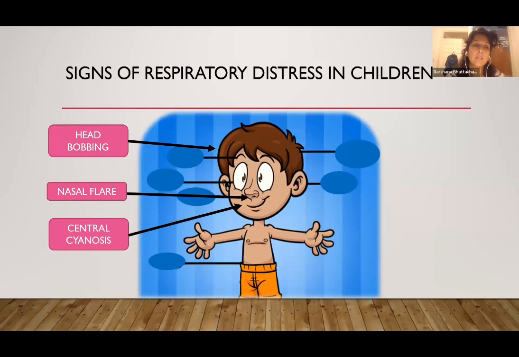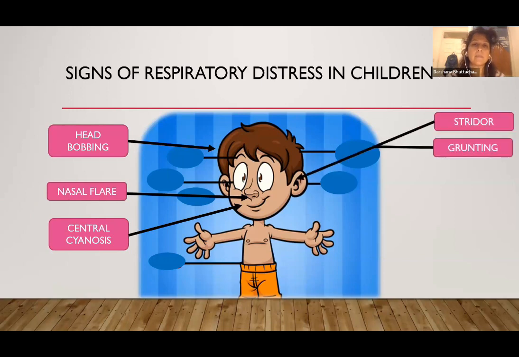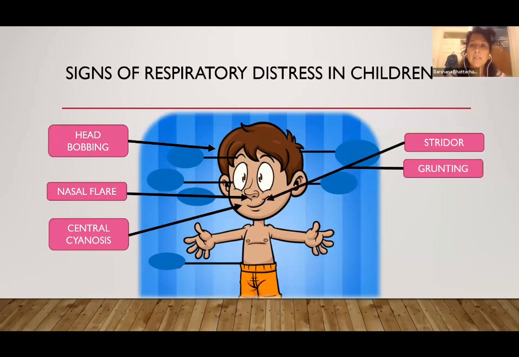And you might note some blueness around the lips or central cyanosis, but this can be a very difficult sign to pick up clinically, and often we don't see cyanosis until the oxygen saturations are below about 85%, so it is a late sign. You might hear different noises.